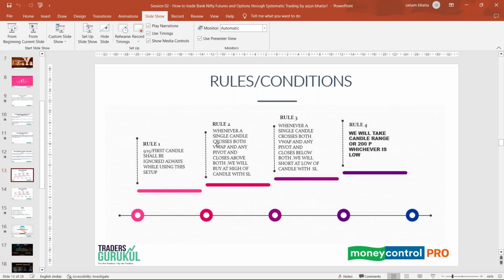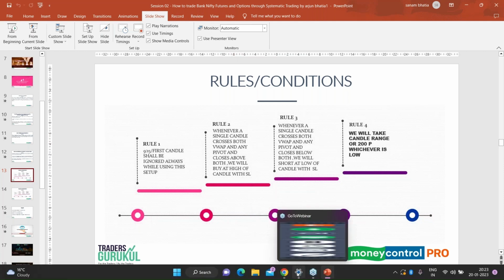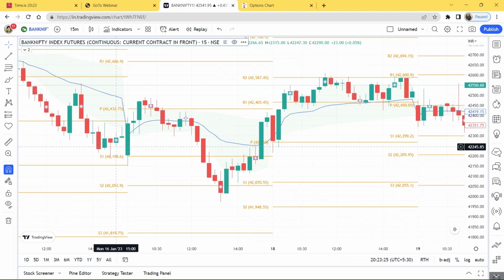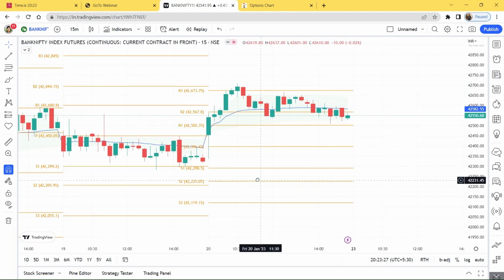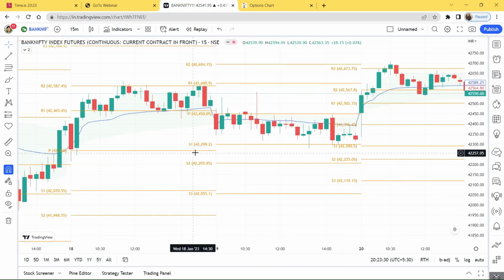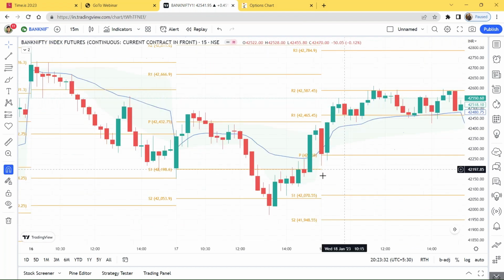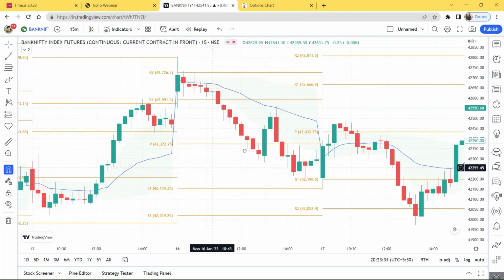When you will buy Bank Nifty, whenever a single candle crosses both VWAP and any of the pivots and closes above both. First of all, read, because if you read attentively, you will never have doubt in your life. Whenever a single candle crosses both VWAP and pivot, that means, let me take an example of a buy trade. Please wait, let me catch one buy trade for you.